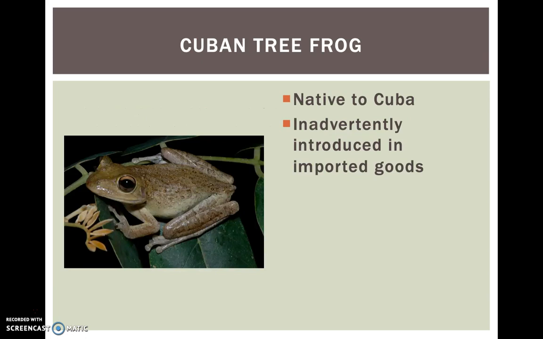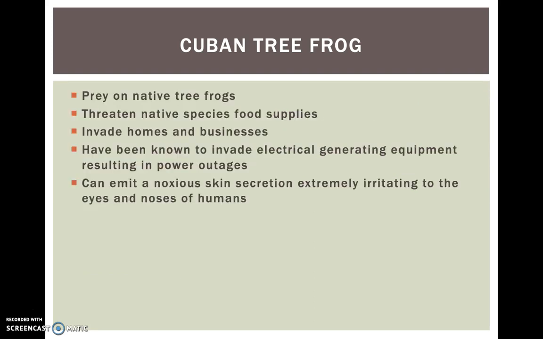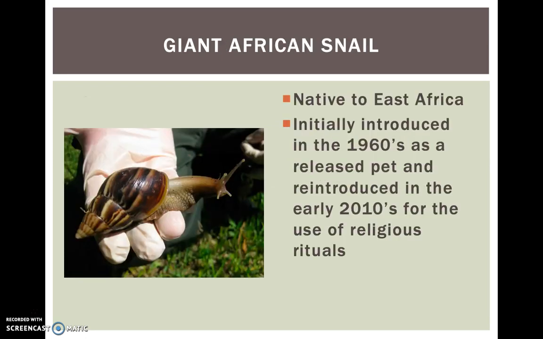The Cuban tree frog. Native to Cuba, they were inadvertently introduced through the importation of goods. The Cuban tree frog preys on native tree frogs. They threaten native species' food supplies and invade homes and businesses. They've also been known to invade electrical generating equipment, resulting in power outages, and can emit a noxious skin secretion extremely irritating to the eyes and nose of humans.